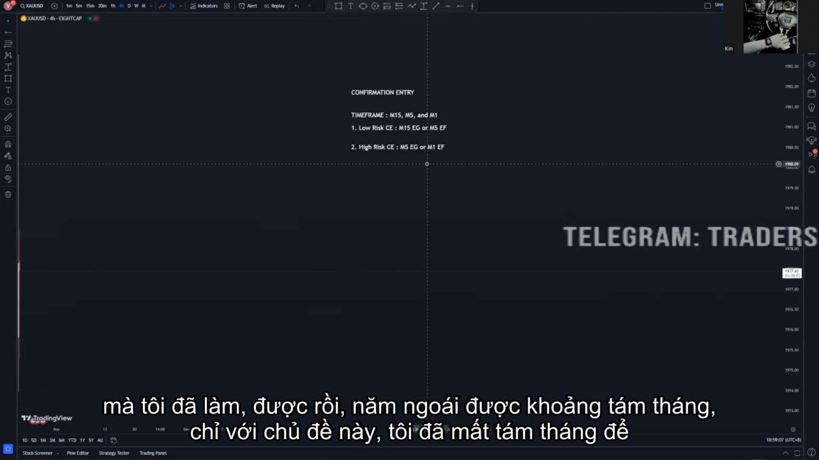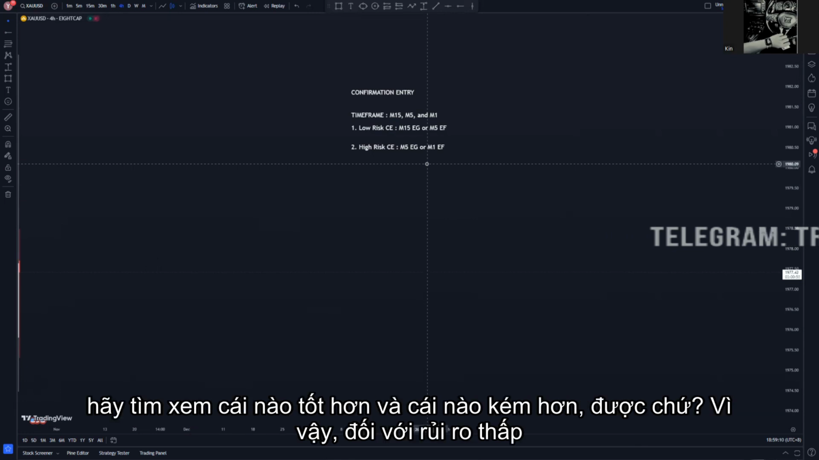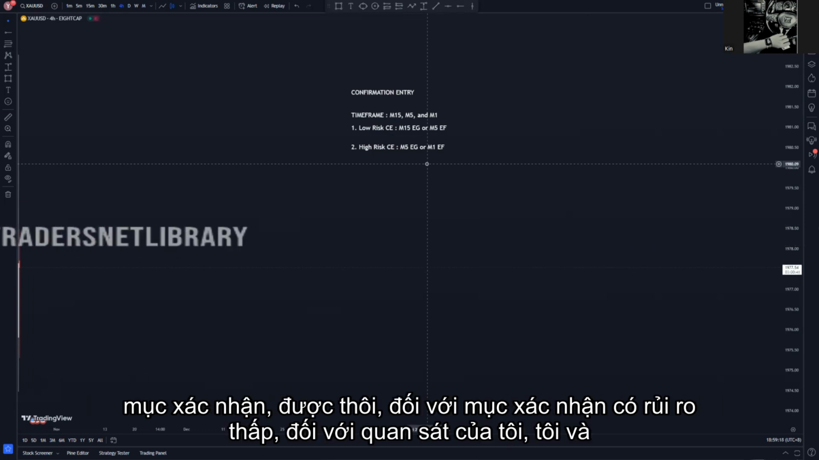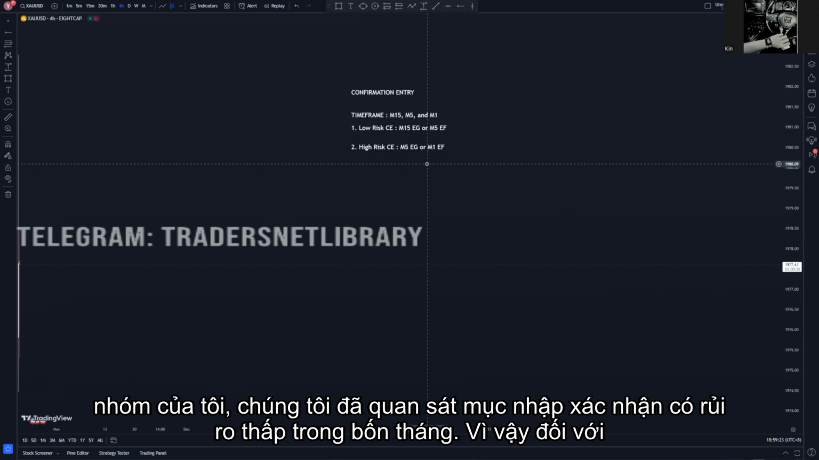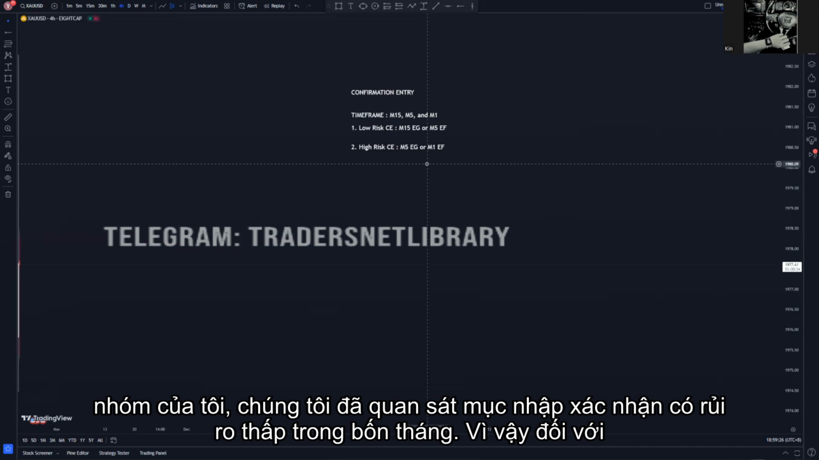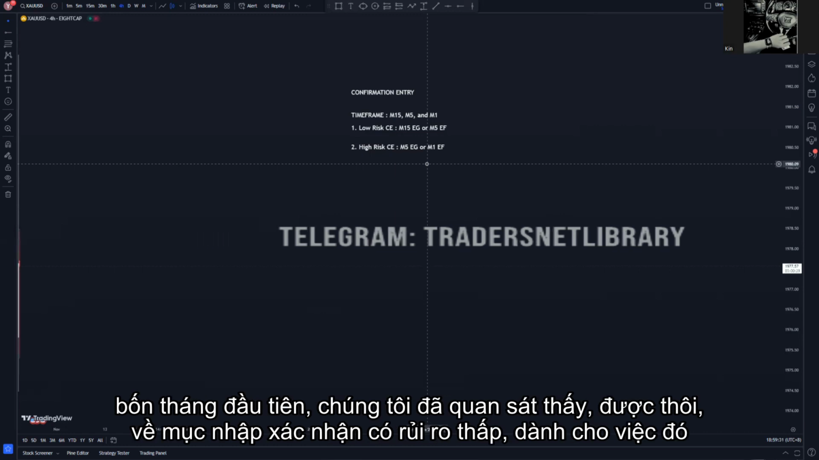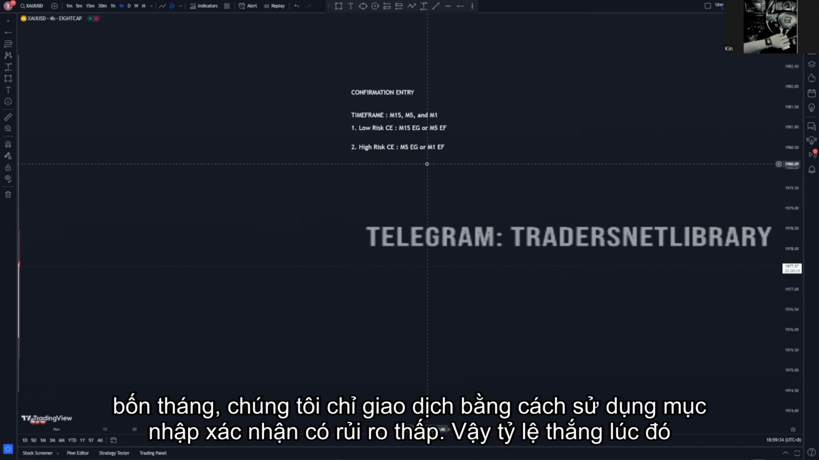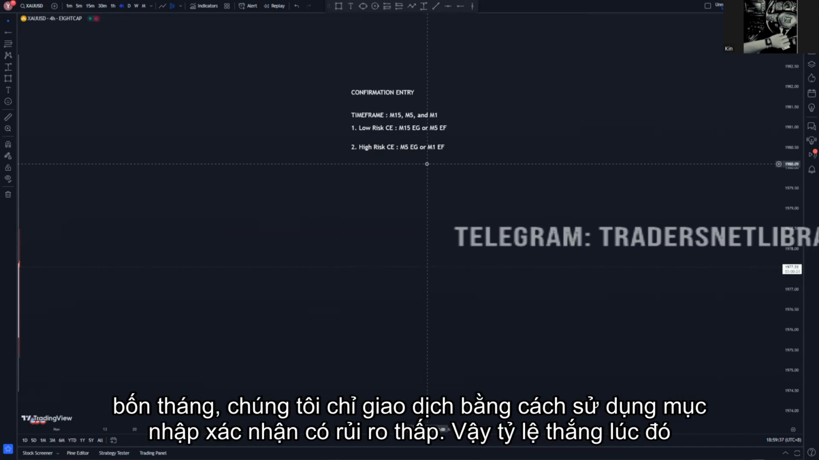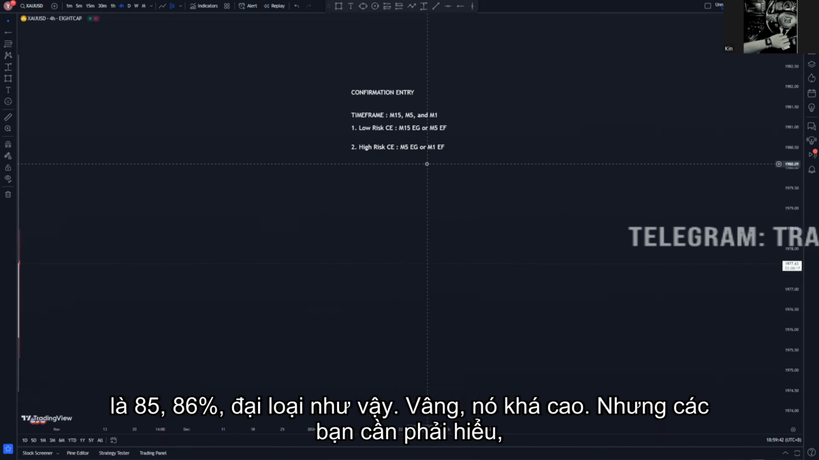Just for this topic, it took me 8 months to figure out which one is better and which one is less better. So for the low risk confirmation entry, me and my team, we were observing it for 4 months. For those first 4 months, we only traded using the low risk confirmation entry. The win rate at that time was 85, 86%, something like that.